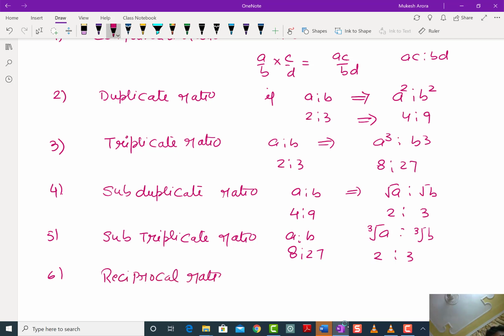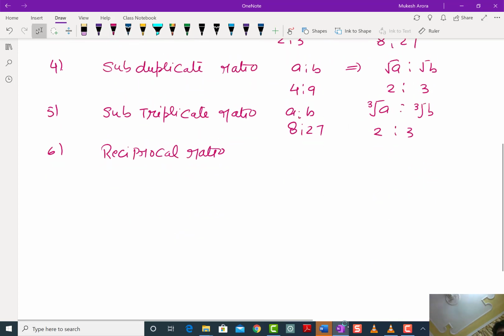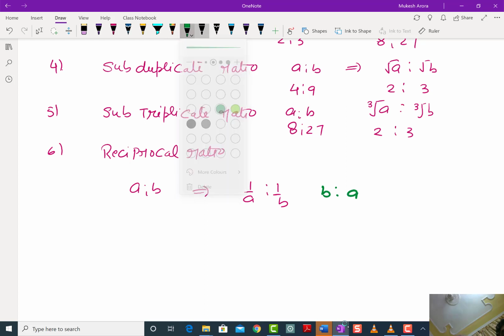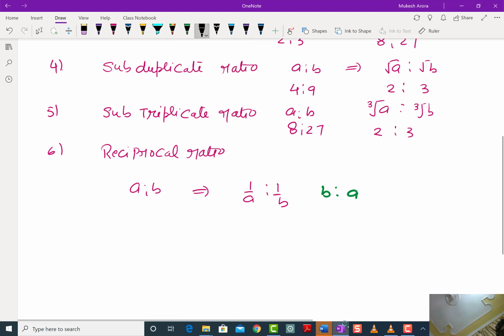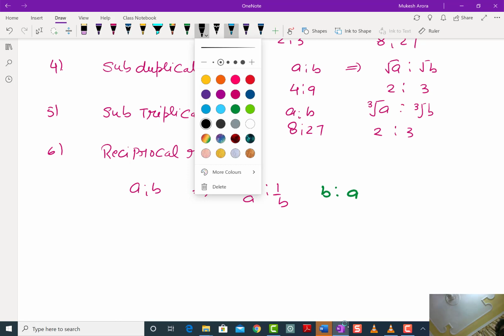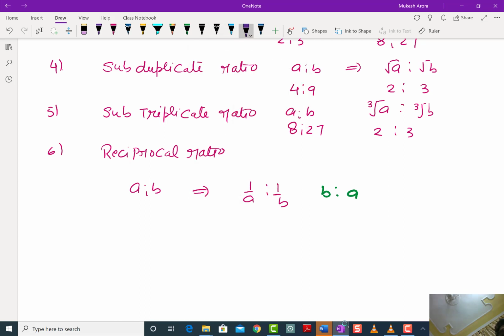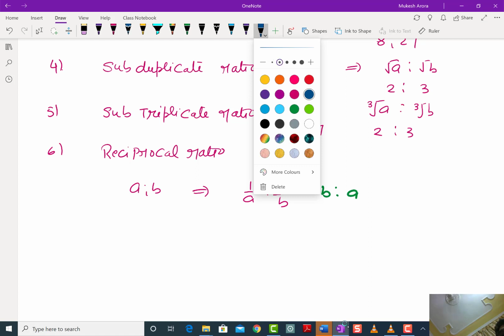The last one is the reciprocal ratio. If it is A ratio B, the reciprocal ratio will be 1 by A ratio 1 by B, and after solving that it will become B ratio A. Now we'll do a few sums pertaining to all these ratios, and we'll see how the sums are solved.